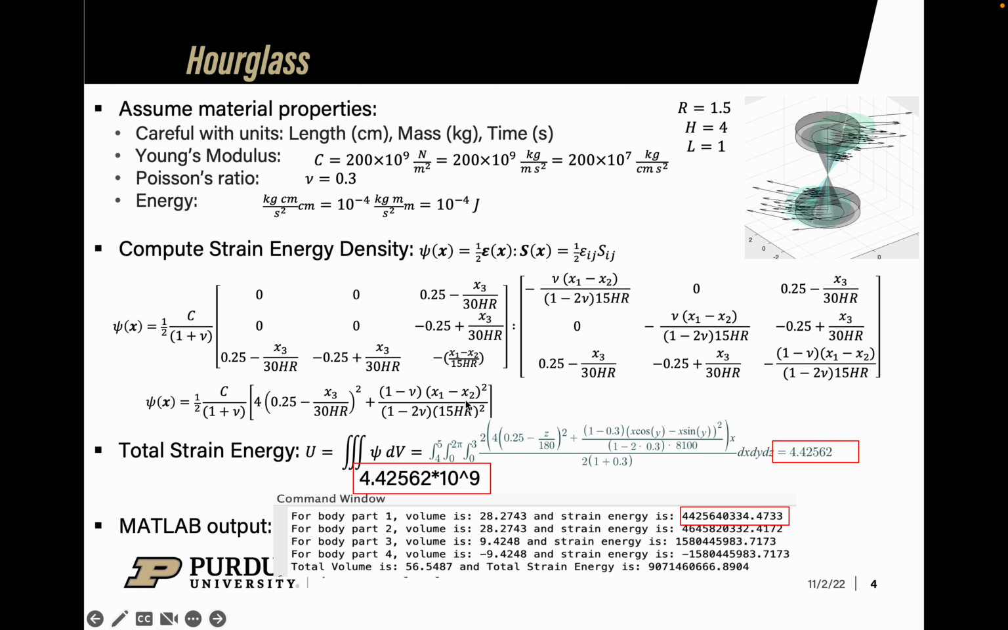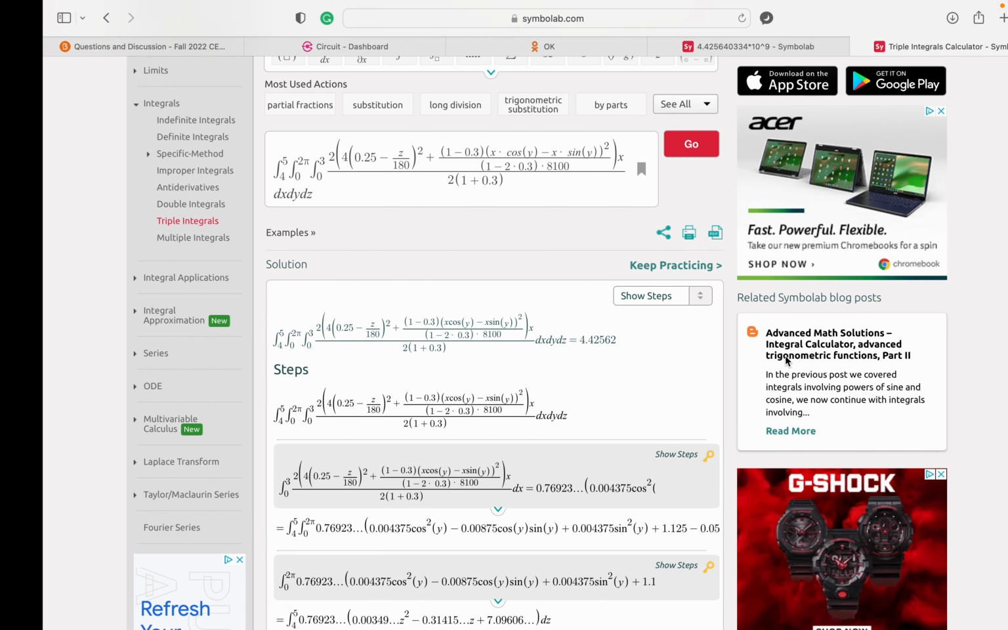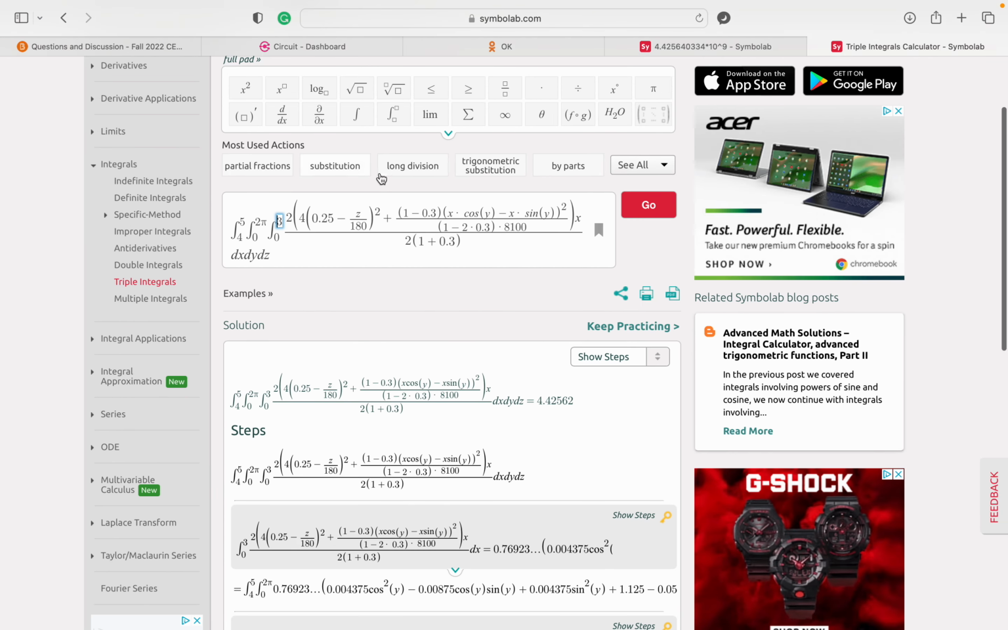And then we're going to use the total energy, the strain energy, to calculate one of my body parts. Cylinder 1 is part body 1, cylinder 2 is part body 2. This cone is part 3, and part 4 is this cone over here. And for that, I'm going to use this program.